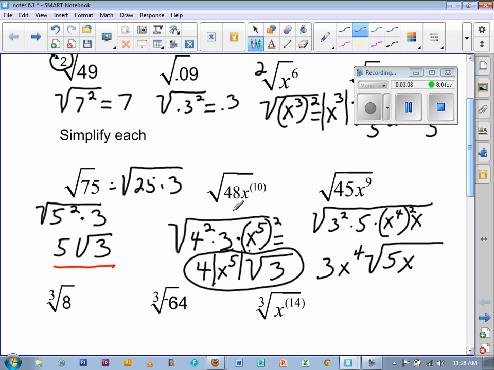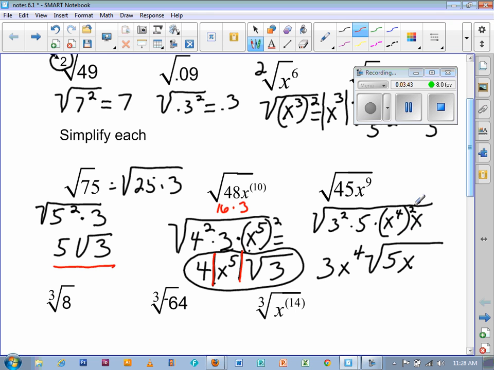I did that with the second example here also, the square root of 48x to the 10th. I wrote this as 16 times 3. That's how I broke the 48 down. 16 became 4 squared. 3 stayed as 3. And then I rewrote x to the 10th as x to the 5th squared. When I square root 4 squared, I get 4. When I square root x to the 5th squared, I get x to the 5th. I am required to use absolute values because it is an even index and an odd exponent out front. And then we end up with a 3 underneath the square root sign.